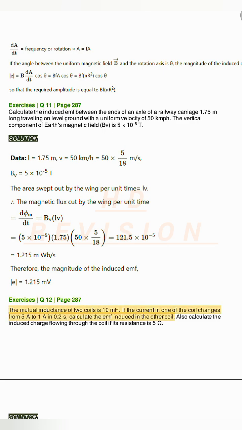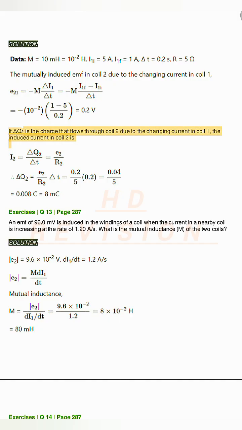Exercises Q12, page 287. The mutual inductance of two coils is 10 millihenries. If the current in one of the coils changes from 5 A to 1 A in 0.2 s, calculate the EMF induced in the other coil. Also calculate the induced charge flowing through the coil if its resistance is 5 ohms. Solution. If delta Q2 is the charge that flows through coil 2 due to the changing current in coil 1, the induced current in coil 2 is.